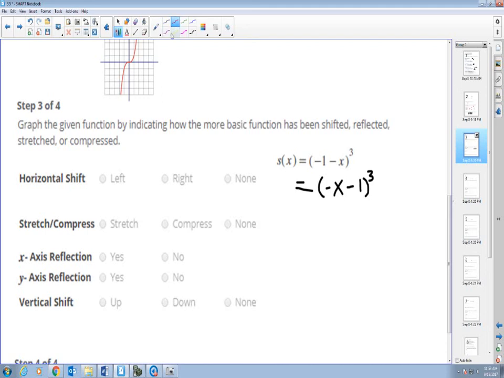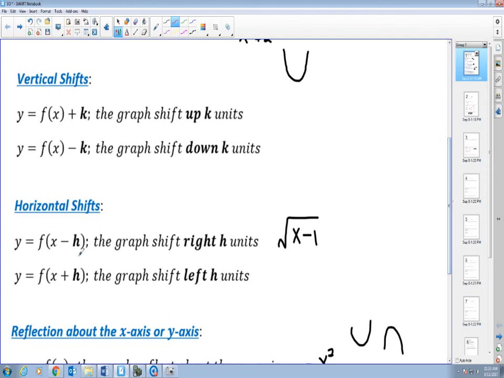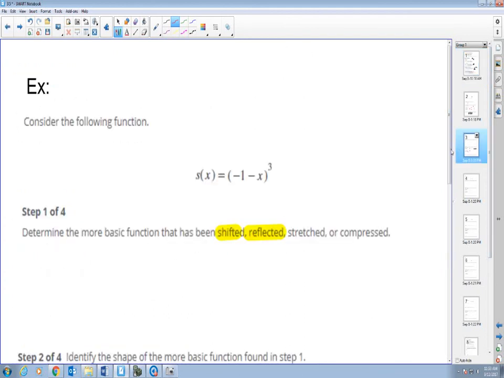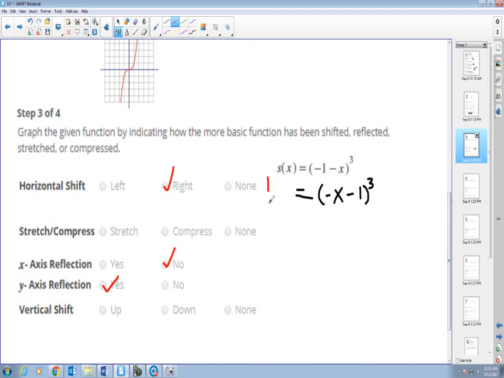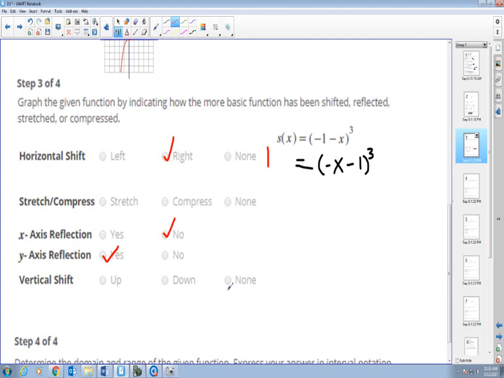So I'm reflecting about the y-axis. There's no reflection about the x-axis. If the negative is on the outside of this parenthesis, that would be a reflection about the x-axis. Has it been stretched or compressed? No, because there's no other numerical value other than 1 in front of my function. It's a horizontal shift to the right. Minus 1 means we shifted to the right one place. There is no vertical shift.